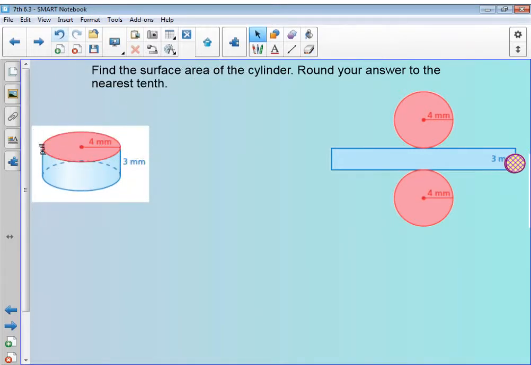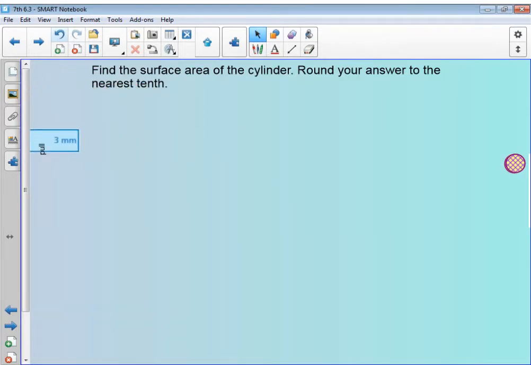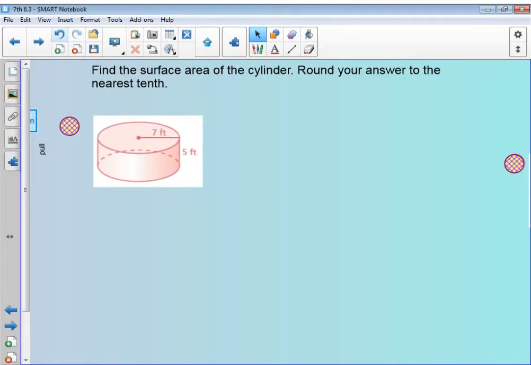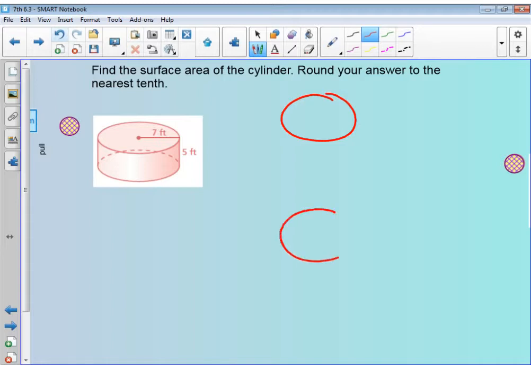Okay, so let's go ahead and try another one. Okay, so this one, I'm going to go ahead and draw out the pieces that make up that cylinder. So I have a circle on the top and a circle on the bottom, and then we've got a rectangle in the middle. Okay, and I do this for me. If you ask me for help, you will see me draw the same sketch. I'm very visual. I need to see the 3 pieces. It makes it much easier for me.